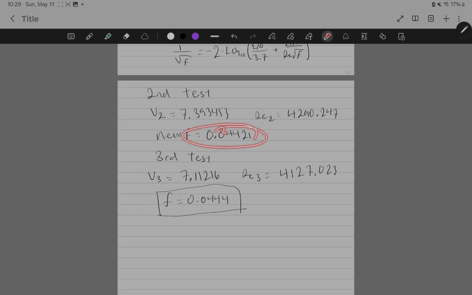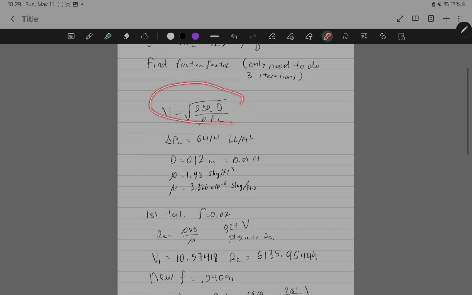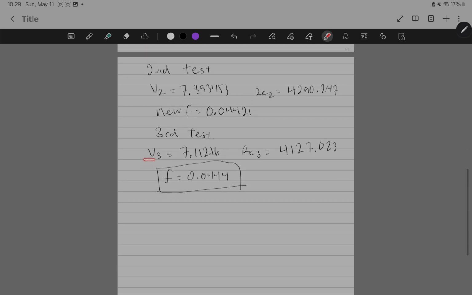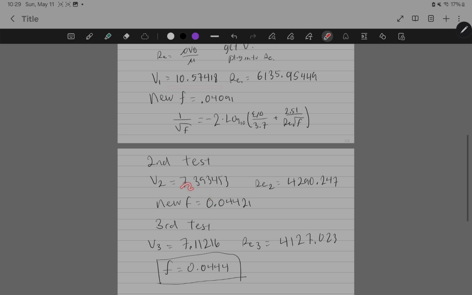You take this number once again, you plug it into your velocity equation here. You use the same values. That spits out a velocity for you right here, 7.11. This is a good sign because, as you can see, we started out at 10, got down to 7.39, and now 7.11. The difference between this and this is really, really close compared to 10.5 and 7.3.